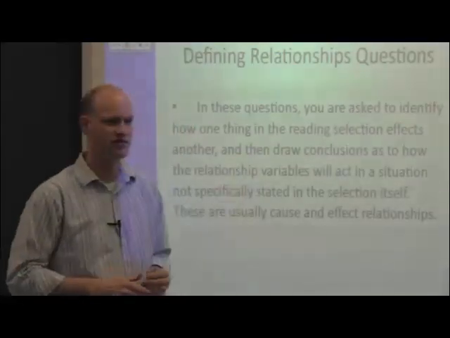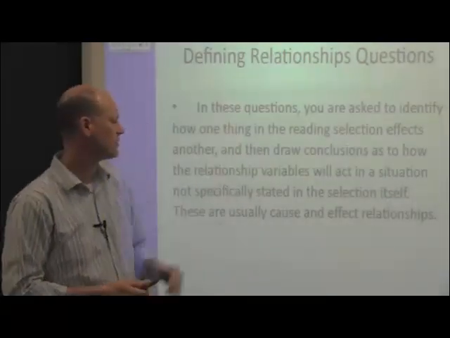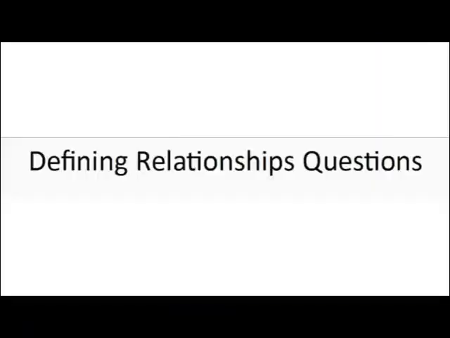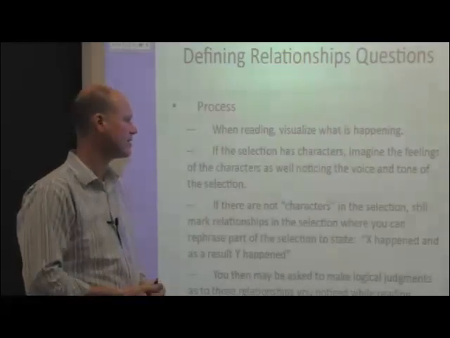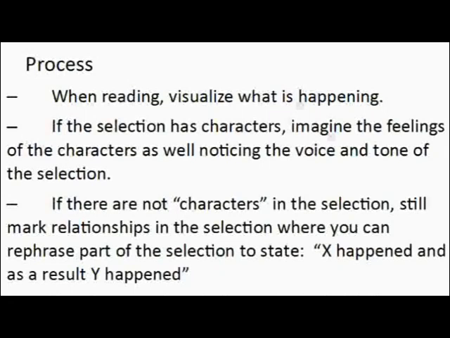So it's important, again, to make sure you read the question thoroughly and then look for these relationships of cause and effect. More on defining relationship questions and the process. Keep in mind that you want to visualize what's there when you're reading it. So when you read, visualize what's happening, and if the selection has characters, which you're going to find in the prose fiction section, imagine the feelings of the characters, as well as noticing the voice and tone of the selection. Now, if there's not characters, which is likely for everything but the prose fiction, still mark relationships in the section where you can rephrase part of the selection to state, okay, X happened, and as a result, Y happened.